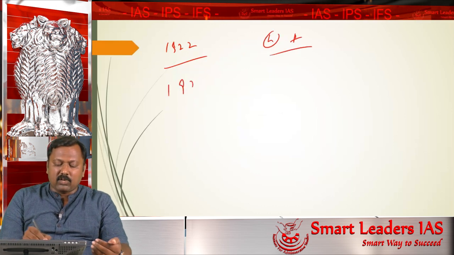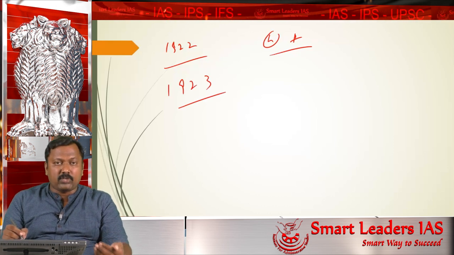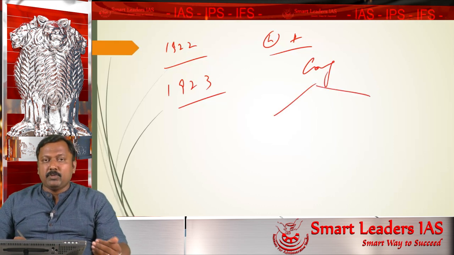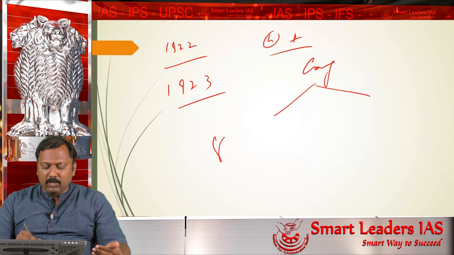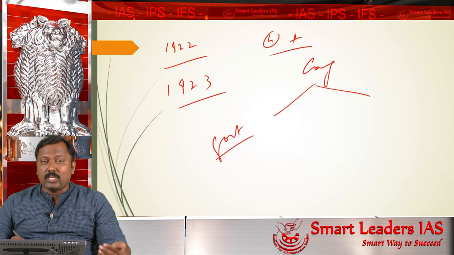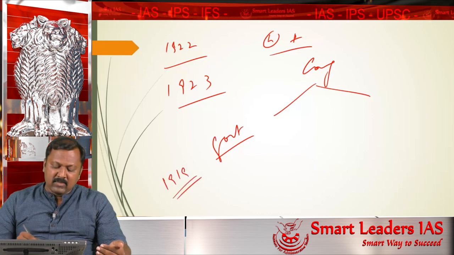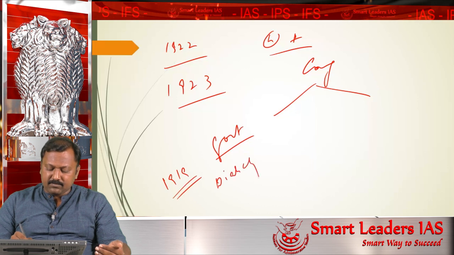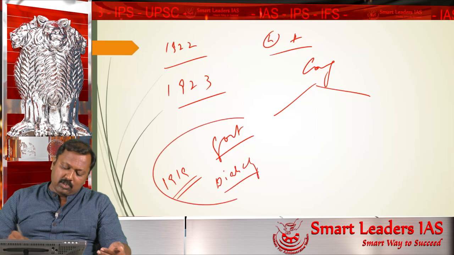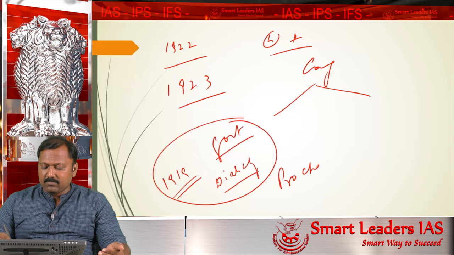And in 1923, Congress again is confused as to what to do after the withdrawal of the non-cooperation movement. So the people in the Congress got divided into two. Some people wanted to take part in the government formation, and some people did not want to take part in the government formation. And those people who take part in the government formation, according to the Act of 1919, diarchy had been introduced. What is this Act of 1919? What is diarchy? We will discuss. And some people who wanted to take part in this diarchy were called pro-changers.